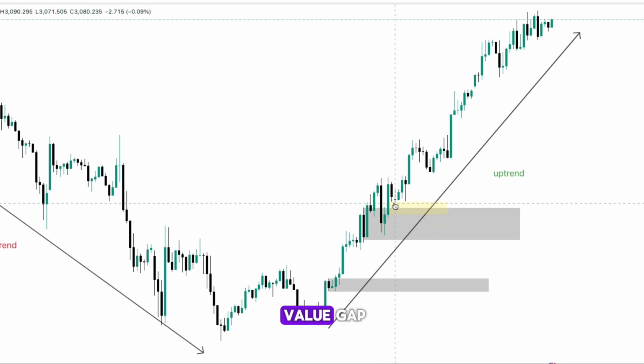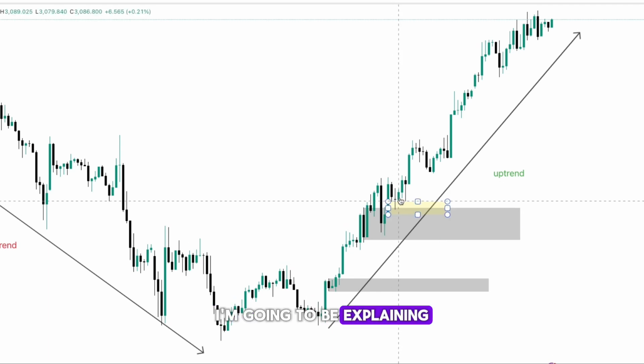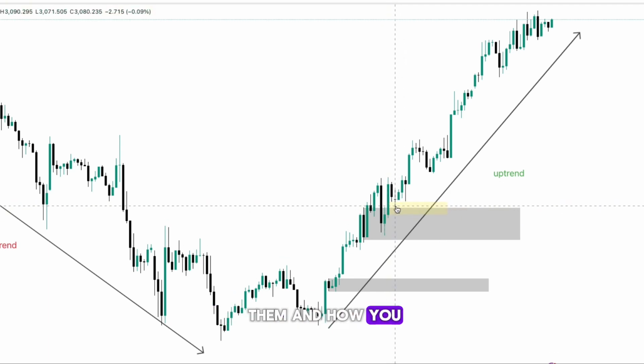So inside this fair value gap, because this is a 1 hour time frame, we are going to drop down into the lower time frame to catch the entry. I'm not going to be telling you exactly what the entry is in this particular video, but this video is the very first one of a series of videos that I will gather. So it's going to be a playlist, and along the line I'm going to be explaining exactly how I use them and how you can also use them.